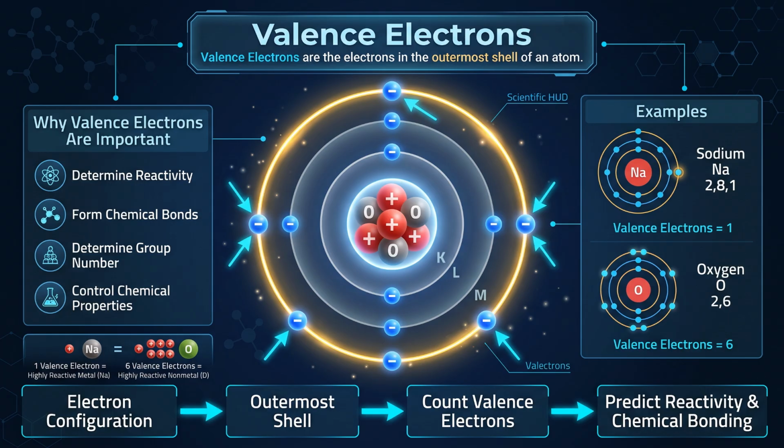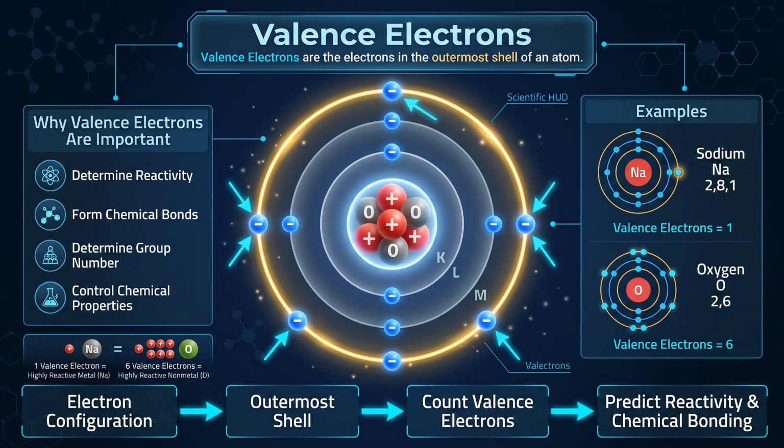For example, all group 1 elements have 1 valence electron, all group 2 elements have 2 valence electrons, all group 13 elements have 3. Group 14 has 4, group 15 has 5, group 16 has 6, group 17 has 7, and group 18 has 8, except helium, which has 2.